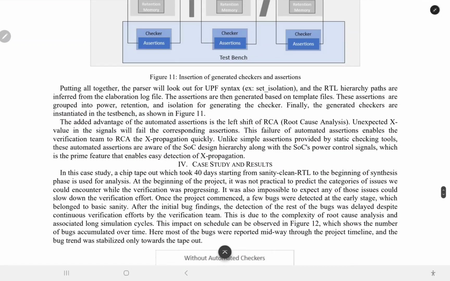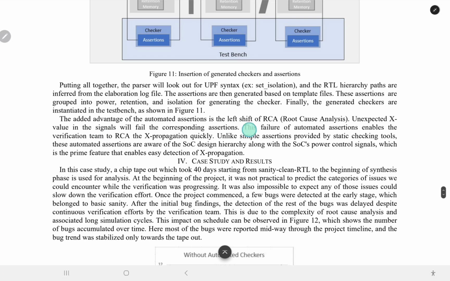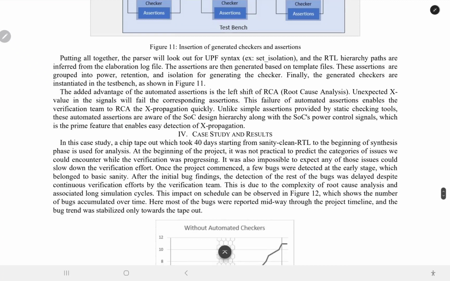The added advantage of automated assertions is the left shift of the RCA, root cause analysis. Unexpected X values in the signals will fail the corresponding assertions. This failure of the automated assertions enabled the verification team to RCA the X-propagation quickly, unlike a simple assertion provided by the static checking tools. Those automated assertions are aware of the SOC design hierarchy along with the SOC power control signals, which is the prime feature that enables easy detection of the X-propagation.